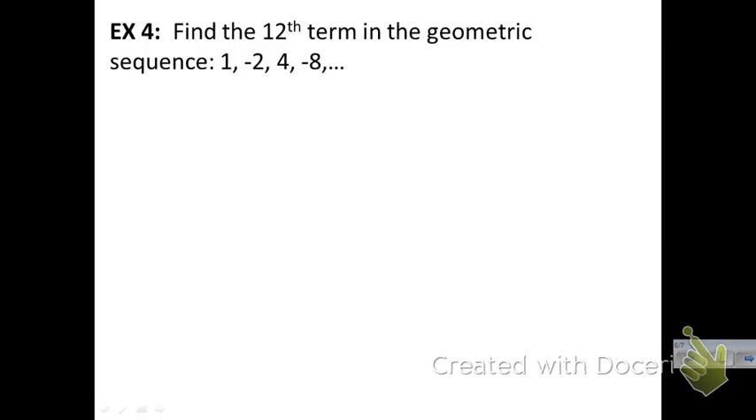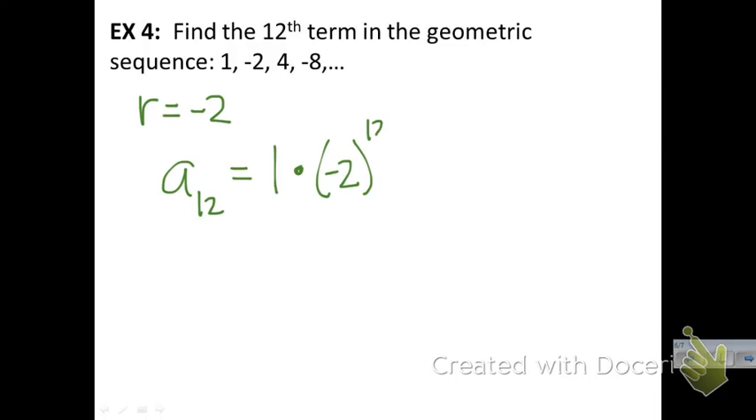Okay, on your last example, it says find the 12th term in the geometric sequence. So, you could find out what's happening to each term, what's our r value. And if you look, you can see that it's multiplying by -2, and then you could actually take -8 times -2 and then multiply that by -2 and multiply that by -2 until you get 12 terms. Or you could use our equation, which says a sub n, in this case we're looking for the 12th term, is equal to a sub 1, our first term is 1, times r, which is -2, to the 12 minus 1. And then we just have to solve that.